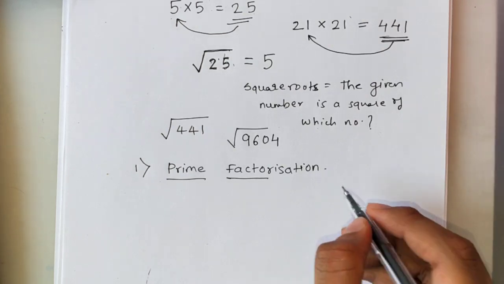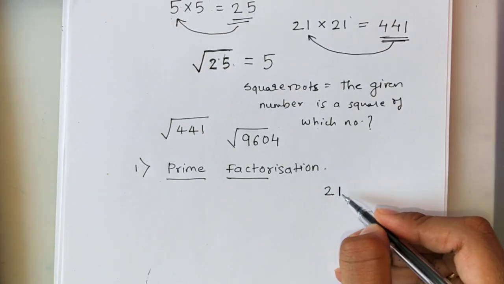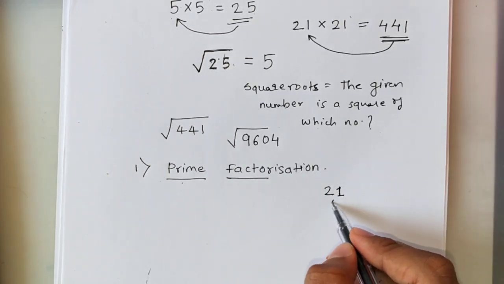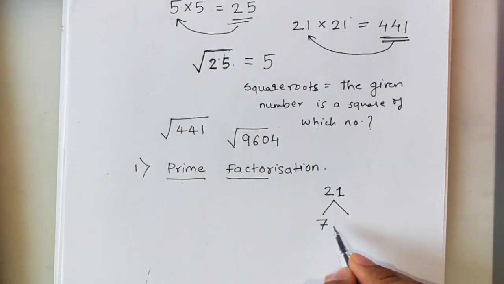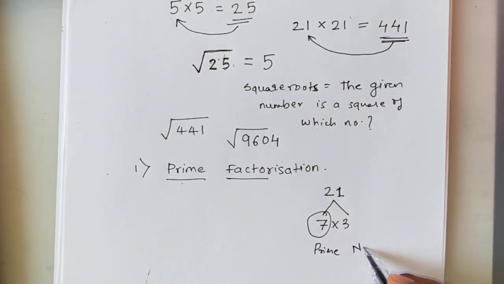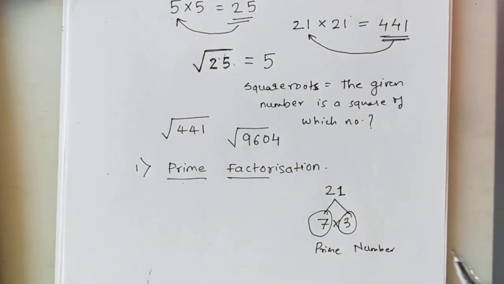For example, let's say I have the number 21. I'm taking simple numbers so that it becomes easier for you to understand. If I break 21, it is 7 into 3. I cannot break 7 further and I cannot break 3 further. Why? Because 7 is a prime number and 3 is also a prime number. I hope you know what a prime number is. If not, I'll give you a quick revision.